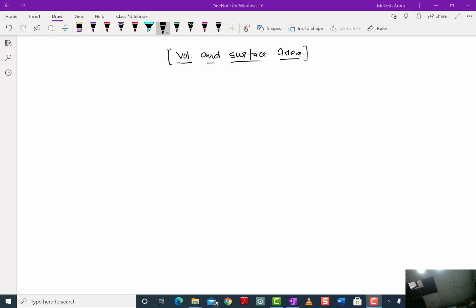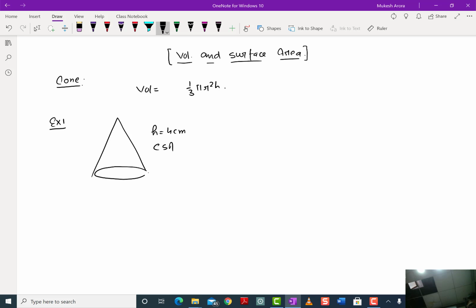Good morning students. Today also we're continuing with the cone and the volume of cone. Volume of cone is equal to 1 by 3 pi r square h. The first question today is a right circular cone whose height is 4 centimeter and the curved surface area is 47.1 centimeter square.